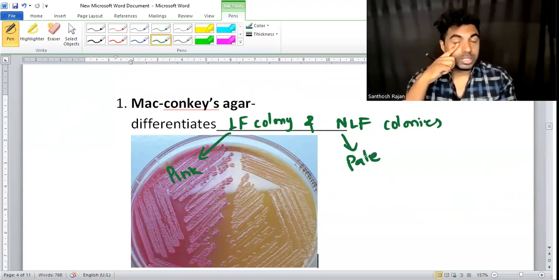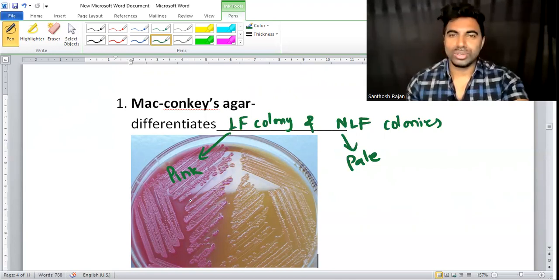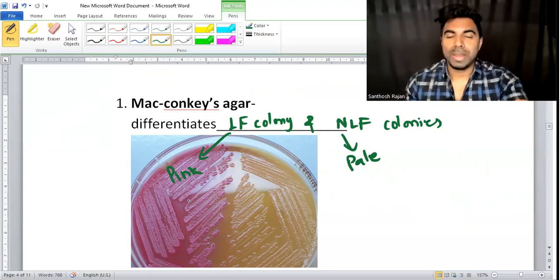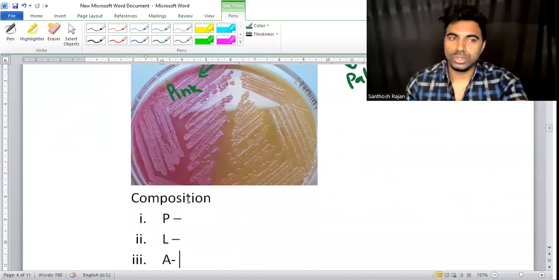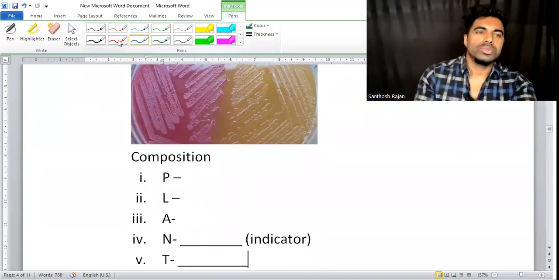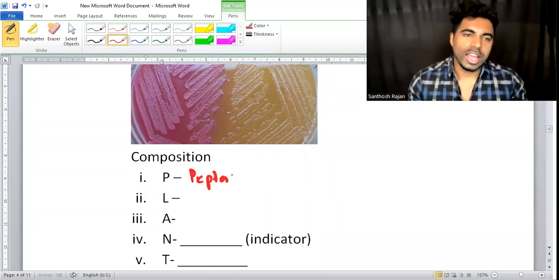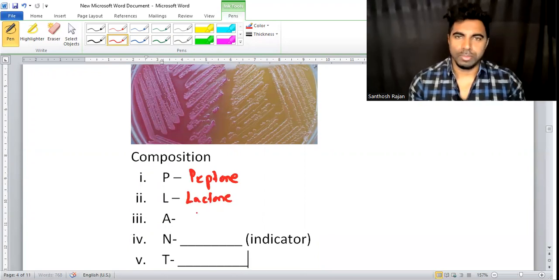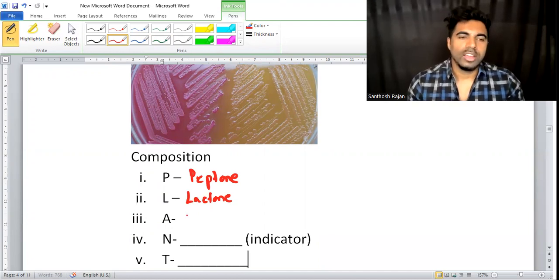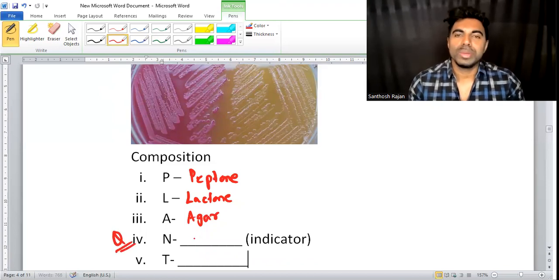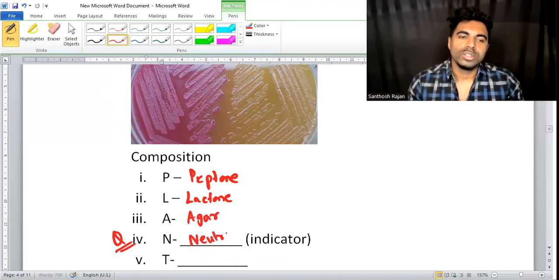So that is MacConkey agar. What is important in MacConkey is the constituents. The shortcut for the constituents is simply PLANT. They have asked this question many times at UG level, but you should know it for PG level also. P for peptone, L for lactose, which is the reason it shows lactose fermenting, based on this sugar. A for agar, N for neutral red, which is the important question: what is the indicator used in MacConkey? Neutral red. And T for taurocholate.